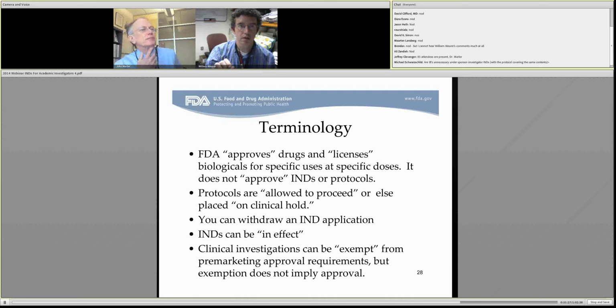Yes. One of the questions we had is to distinguish between an investigator brochure and a protocol, since there's overlap in the content.